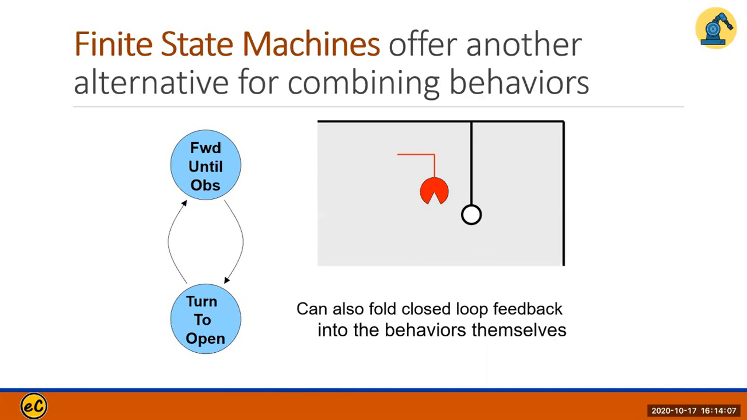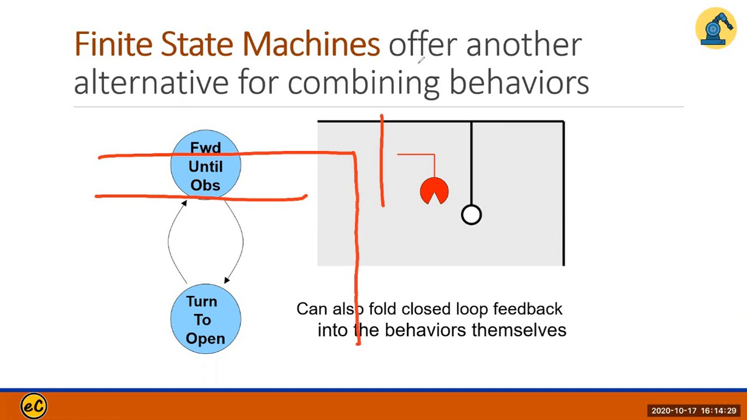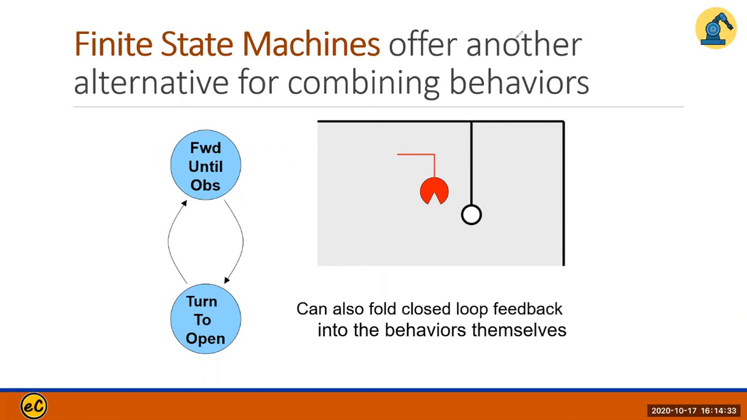So we basically can do forward until obstacle and turn to open, two different states. So you basically will go through your maze. You will keep going until you face an obstacle, and you will turn until you see an opening. Something like that, these two states. So this can hold for the closed loop feedback to the behaviors themselves.